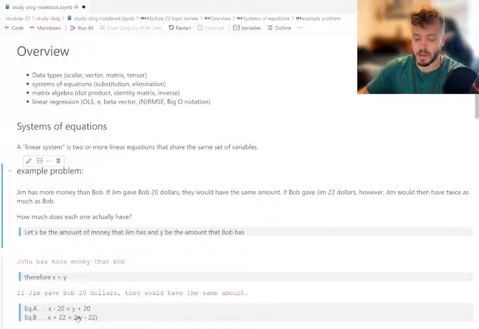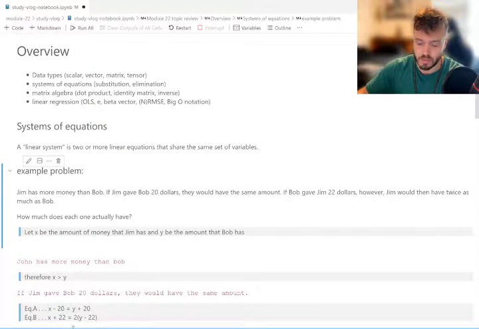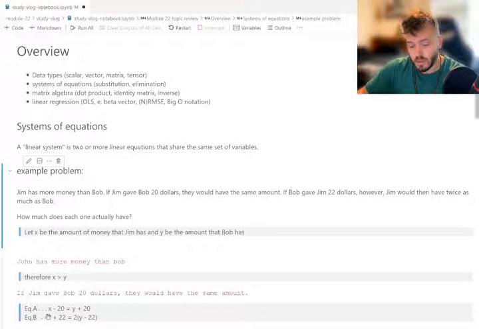But basically, you take 22 away from y and you give it to x. That gives you x plus 22. But now to make sure that both sides of this equation are equal, we know that this is twice as much as whatever Bob has. So we wrap it in the parentheses and put a 2 around it. We multiply it by 2.